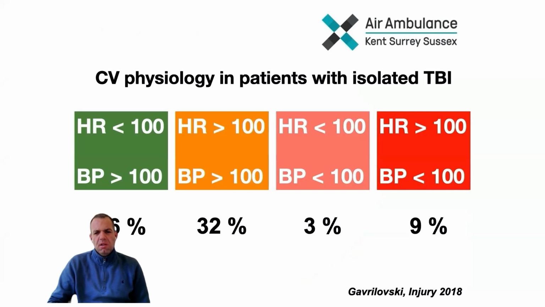So if you saw a patient who'd been hit by a car who is tachycardic over 100 and his systolic is less than 100, you'd think they're bleeding. But actually one in 10 of those will just have a brain injury. And of course, it's only by having good physiological data that we can even think about doing studies like this. Without accurate blood pressure readings, we'd never be able to.